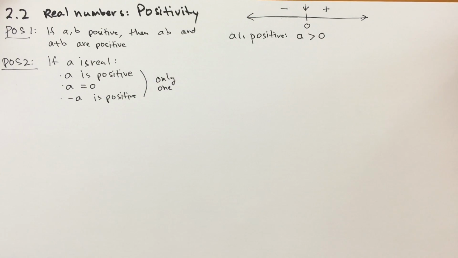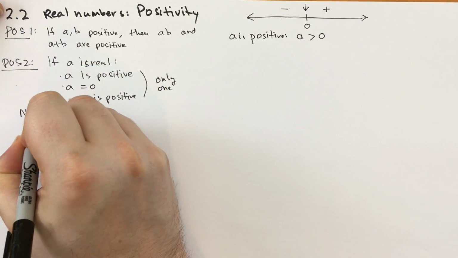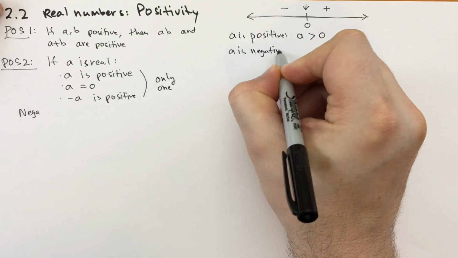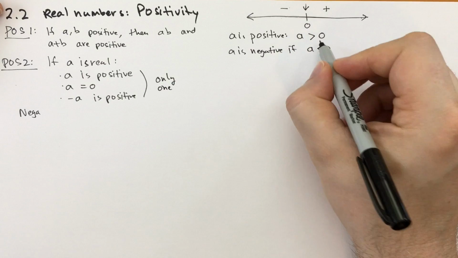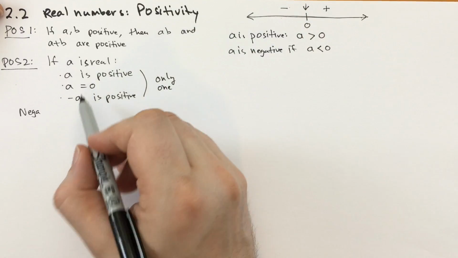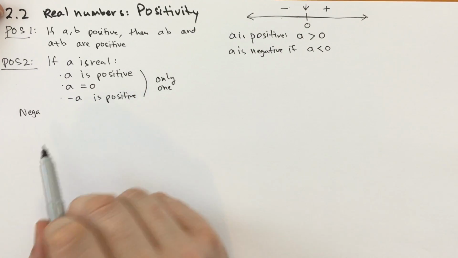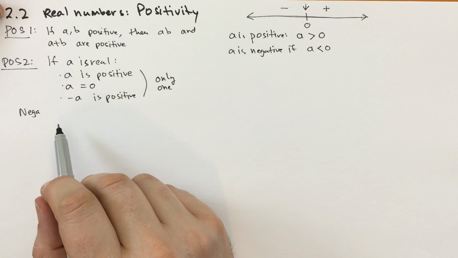If a number is not positive and not 0, then we say that this number is negative. So A is negative if A is less than 0, so it's not positive and it's not 0. What this is saying is if A is negative, then minus A is positive. That shouldn't be too big of a surprise.